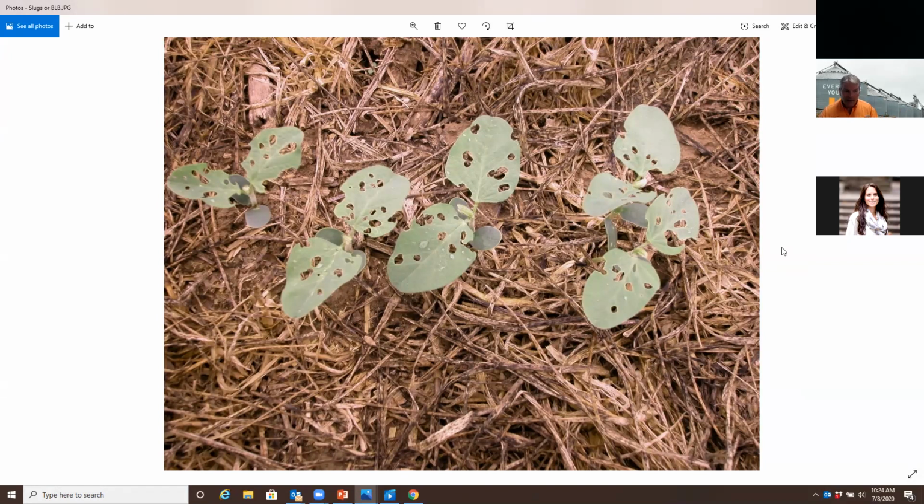Obviously, if I'm looking at the plants and I'm not seeing bean leaf beetles, and I'm not catching them in my sweep net, that would also be an indication that it might be slugs, because they are night active feeders and not likely to be seen during the daylight unless it's a cloudy, cool, wet, drizzly kind of day.